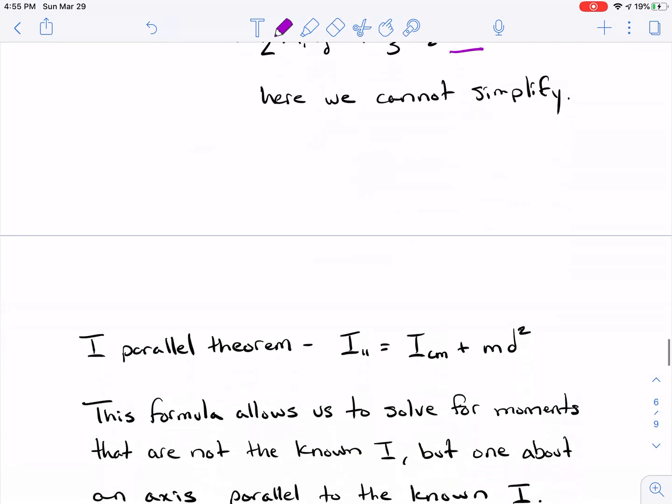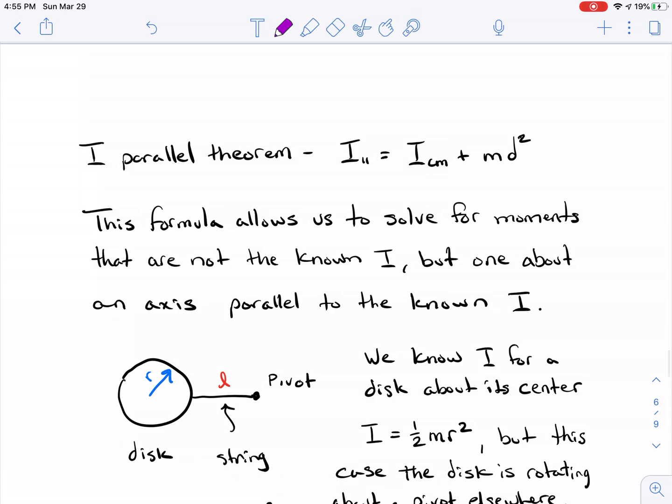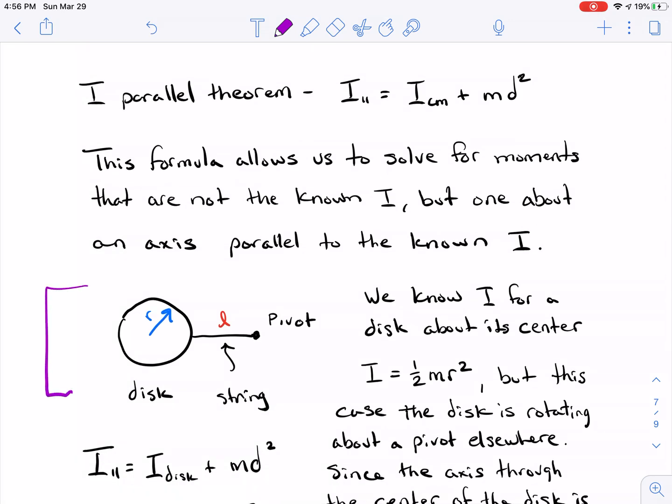The last concept is one that most students don't care for. It's called the I-parallel theorem. You read this as I-parallel is equal to the I through the center of mass of the object plus md squared. If you take a look at the picture right down here, we have a disk, and this disk is not rotating about its center now. It's going to go through space around this pivot point right here. The string or rod or whatever is so light we don't count it in this case.